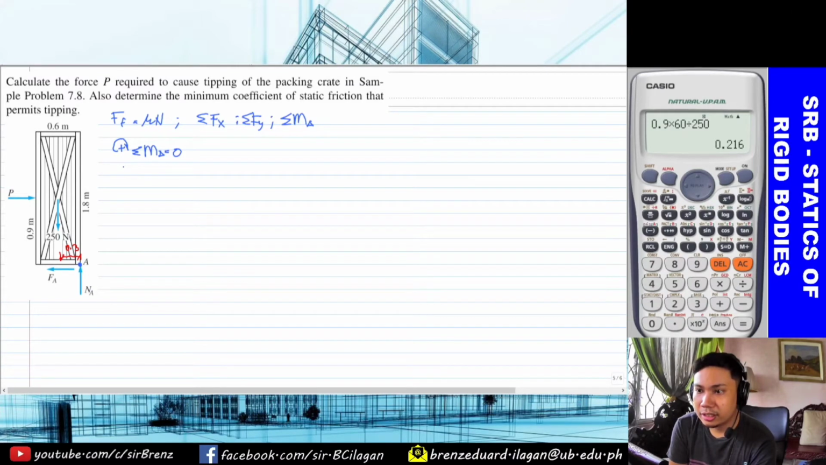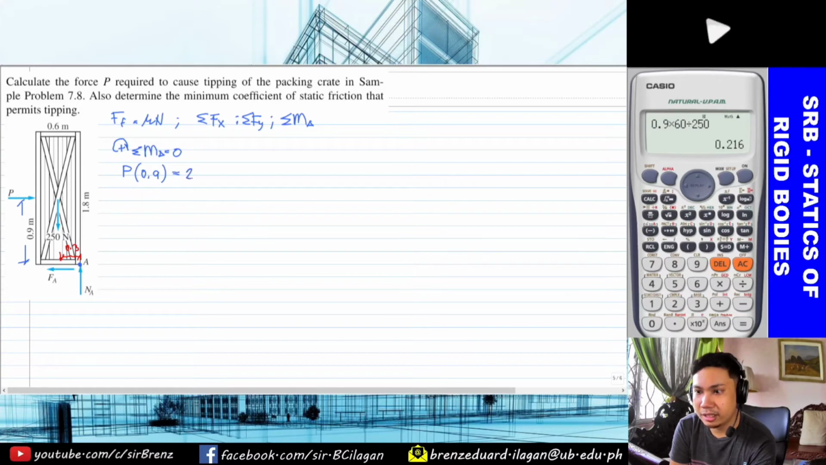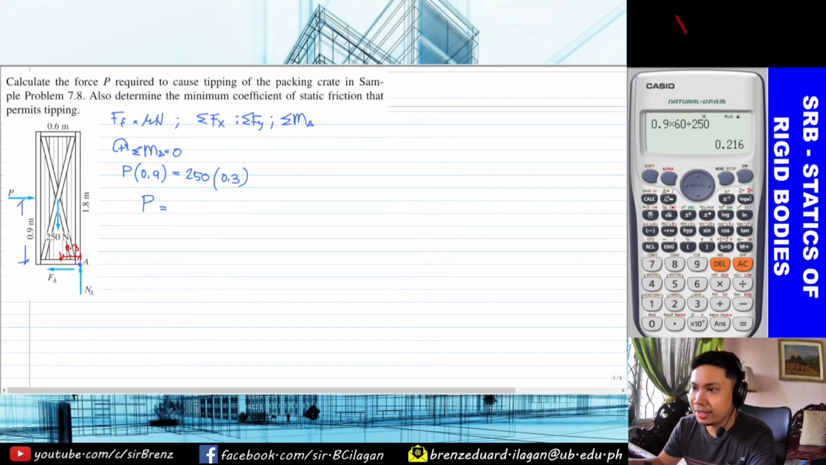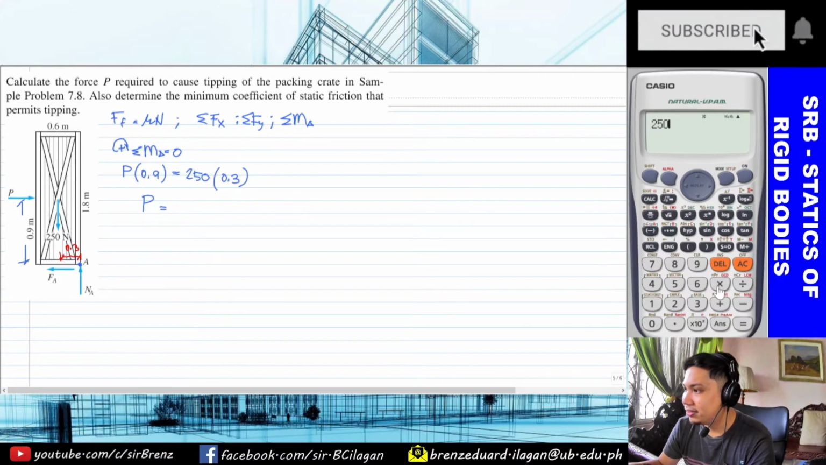So, let's write the equation. P, the force P, times the perpendicular distance, which is 0.9, specified in the problem. And then minus, since this is minus, I will just transpose it to the other side to make it positive: 250 times 0.6, or half of 0.6, the width of the crate, or 0.3. So the value of your P is equal to what? Let me calculate. Here is my calculator, on the desktop. So 250 times 0.3 and then divided by 0.9.